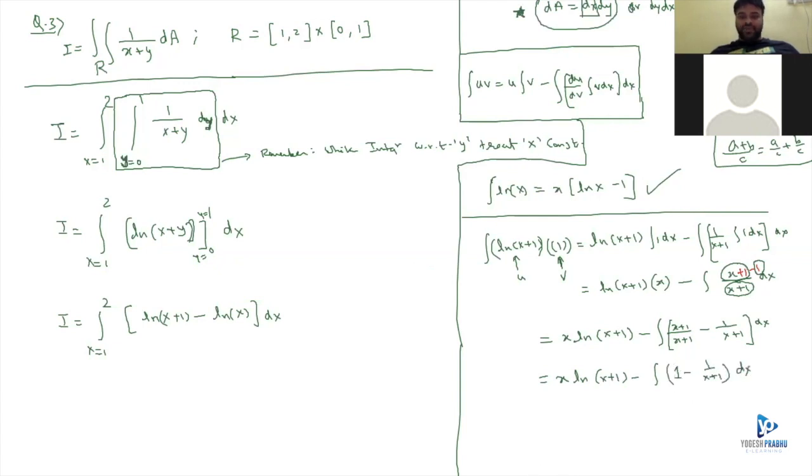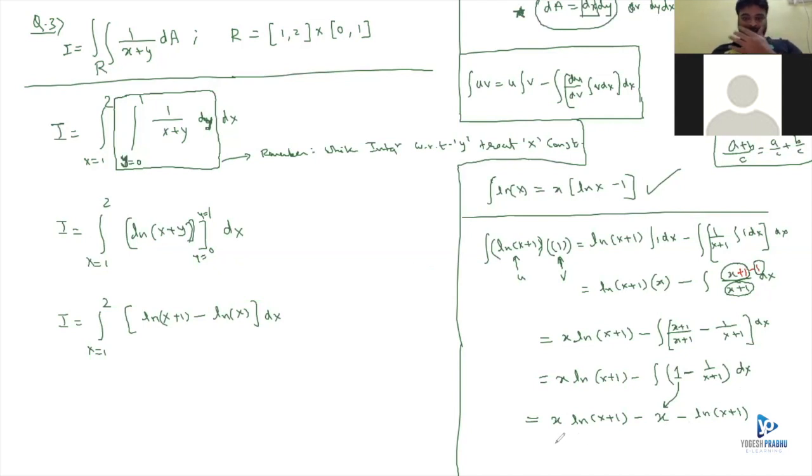Am I making sense so far? Stop me when you don't get something. So this is x ln(x+1) minus... What is the integral of 1? It is x. Minus ln(x+1), since the integral of 1/(x+1) is ln(x+1). So we got the answer.